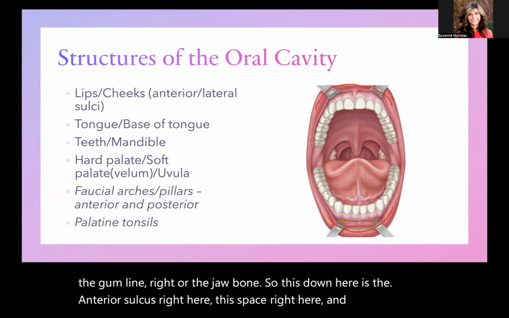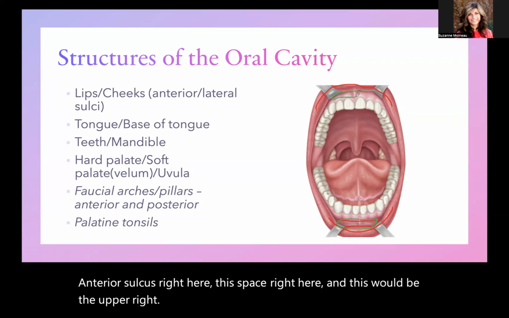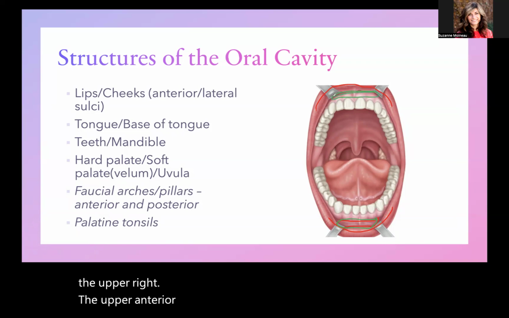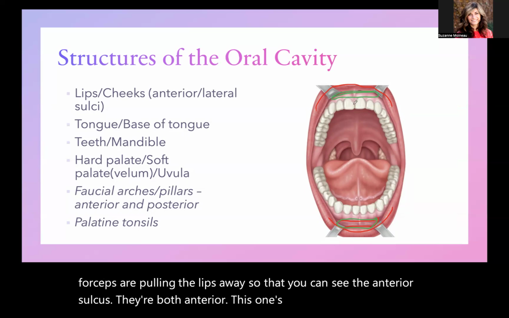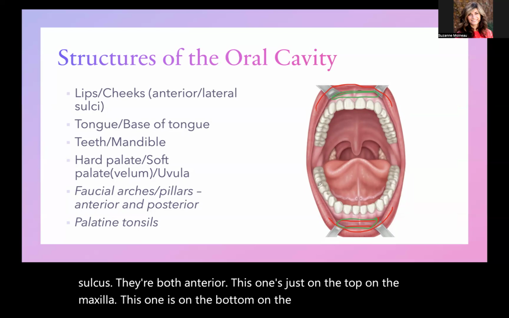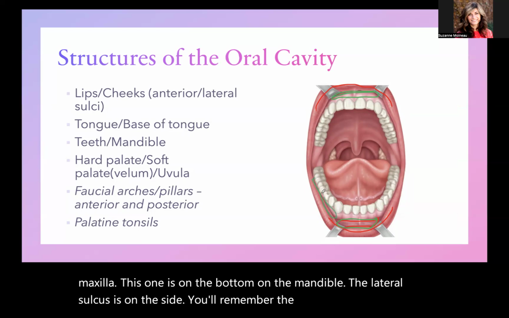And this would be the upper, right, the upper anterior sulcus, that's space. So you can see these forceps are pulling the lips away so that you can see the anterior sulcus. They're both anterior. This one's just on the top, on the maxilla. This one is on the bottom, on the mandible. The lateral sulcus is on the side. You'll remember the word lateral means on the side.